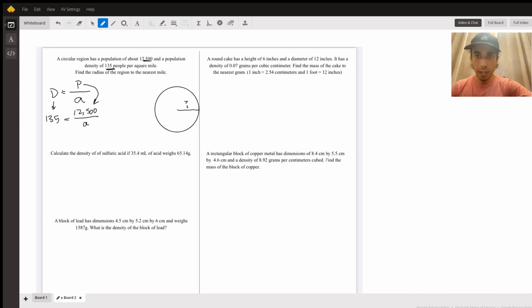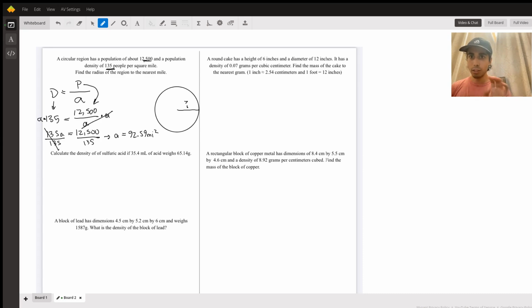Okay, so let's solve for A. You're going to multiply A on both sides, multiplying whatever's in the denominator to both sides. So it cancels right there, and you have 135A equals 12,500. Then you divide both sides by 135. So the area equals 12,500 over 135, which is about 92.59 square miles. But it doesn't want the area of that region, right?